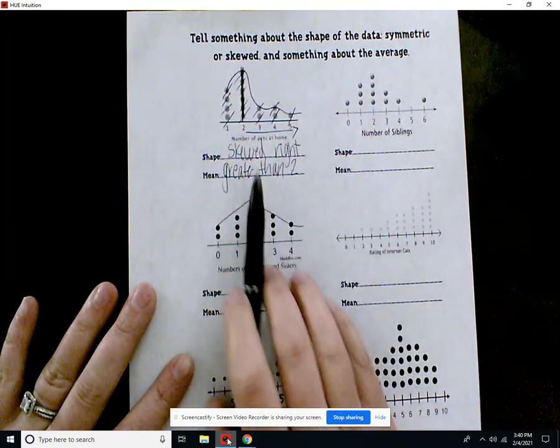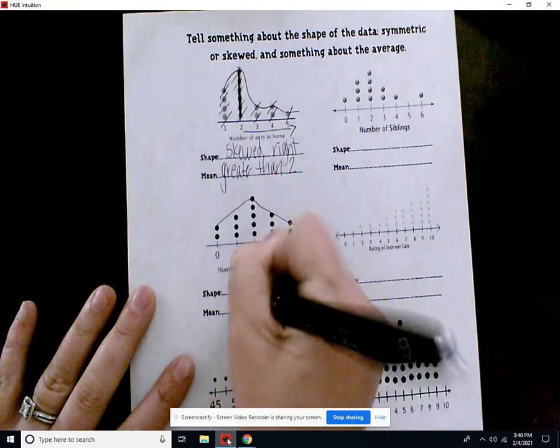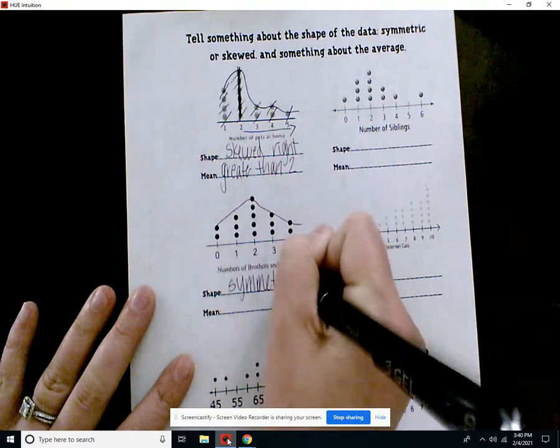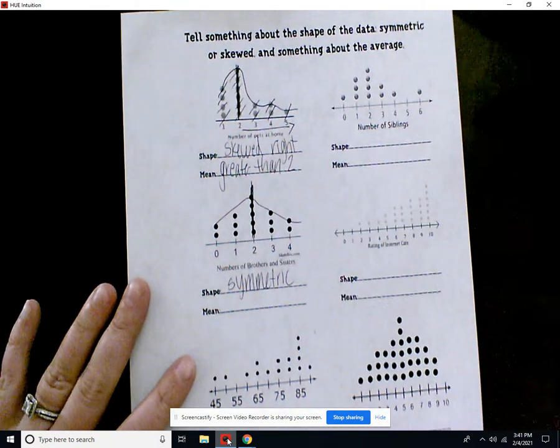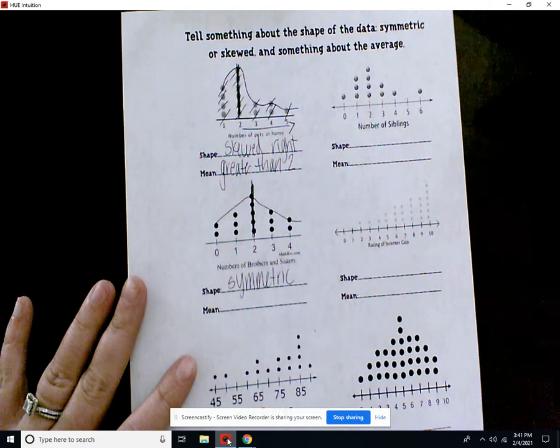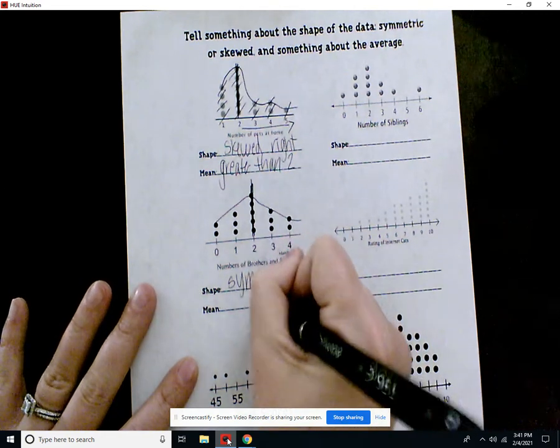This one is going to be symmetric. So our middle is going to be right there at 2. Since it's symmetric, the mean and the median are the same, so the mean is going to be 2.